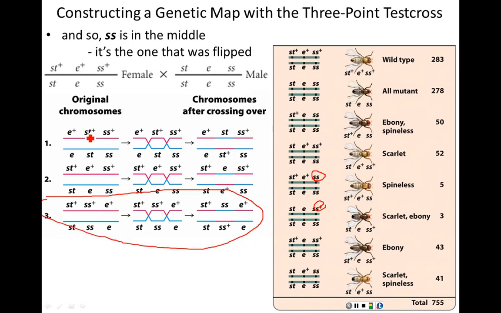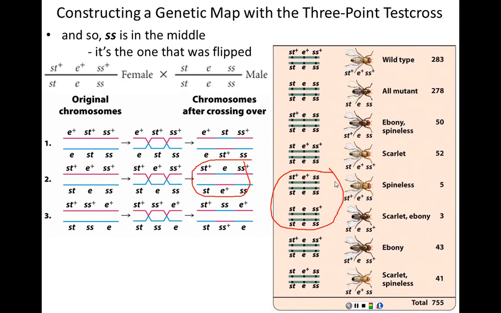If ST was in the middle, the first crossover event would switch ST and SS relative to E. The second crossover event would switch the end genes back to what they were. The middle gene would be switched. These would be the combinations of recombinant chromosomes if ST was in the middle. We know these are the double recombinants because they're the smallest number, and this isn't the pattern we see here. If E was in the middle, we would see this pattern in the double recombinants. And we don't. We see this pattern in the double recombinants. We're confident these are the double recombinants because they're the smallest number. But these patterns don't match.